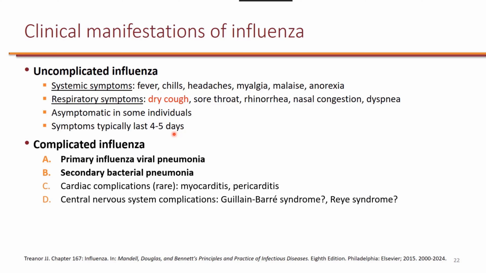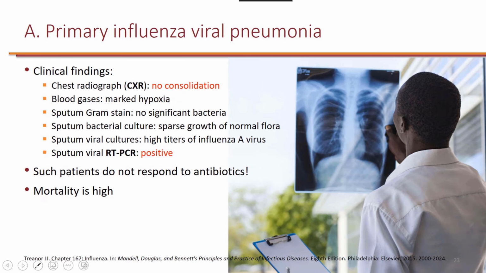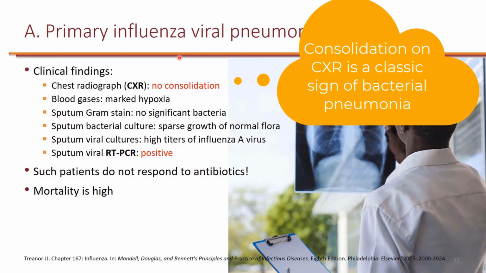Influenza can also be complicated, and there are, generally speaking, 4 categories of complications. The first complication is primary influenza viral pneumonia. Now, while uncomplicated influenza is typically an upper respiratory tract infection, when the virus makes it to the lower respiratory tract, it will cause primary influenza viral pneumonia. And because this is pneumonia due to influenza virus, when we get a chest x-ray on the patient, there is actually no consolidation. So when you see no consolidation, that means that it's unlikely to be due to bacteria. So it's very likely to be a viral infection.